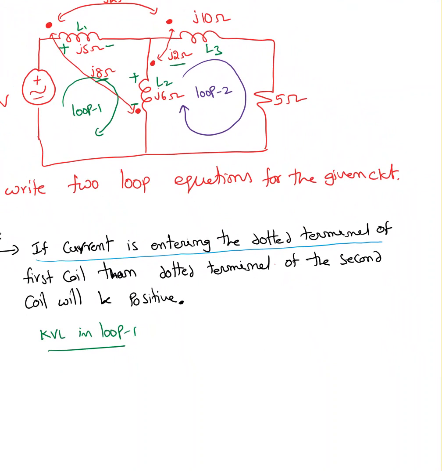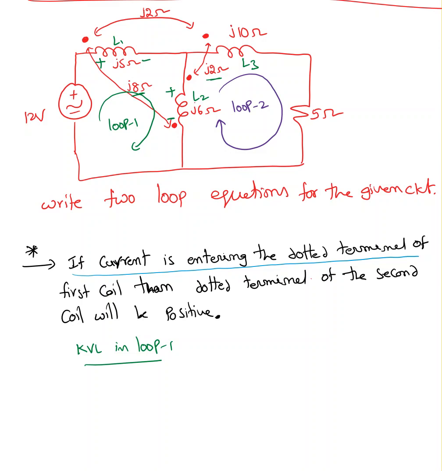So let me write down loop 1. The normal equation is minus 12 at an angle of 0. By the way, the given circuit is in the frequency domain, so we don't need to convert anything. Current is entering the negative terminal, so that's the reason I'm taking that as a negative voltage, plus j5 times I1. In loop 1, I'm taking this current as I1, plus j6 times (I1 minus I2). This is our normal mesh equation.